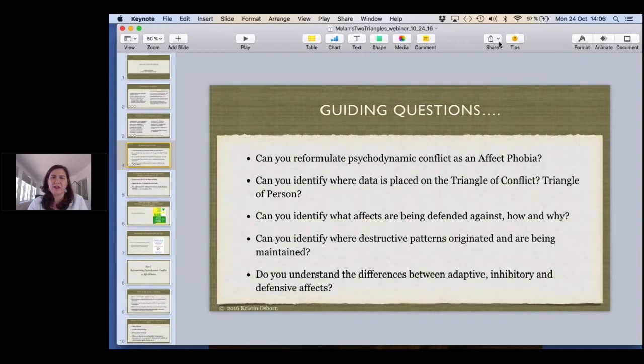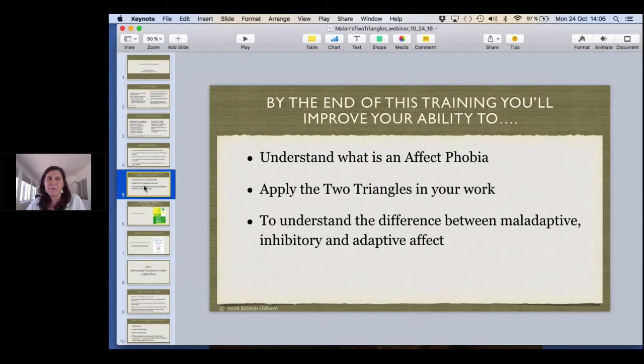My hope is that by the end of today, you'll have a stronger understanding of what an affect phobia is and how to use the triangles in your work, because that's what really matters: when you're done with this webinar, you can go straight back to the office with a lot more confidence with the triangles, for assessment but also for interventions. What always helps is understanding the difference between inhibitory, maladaptive, and adaptive affect. If you know the triangles, you can do this work.